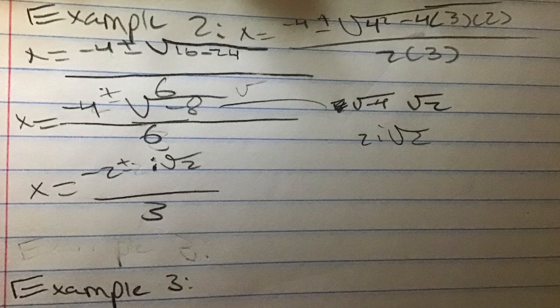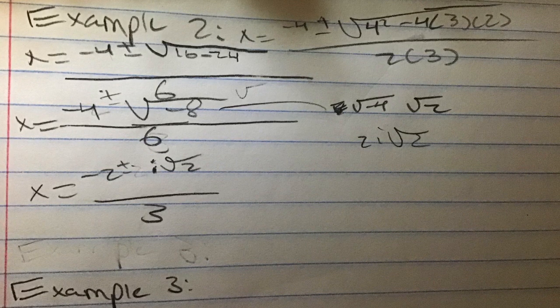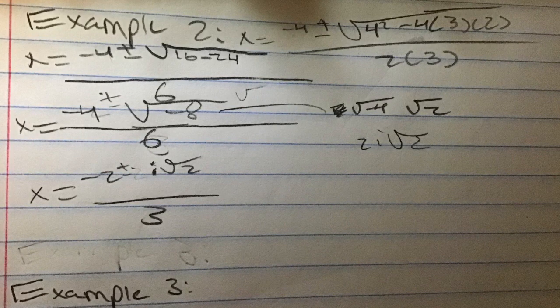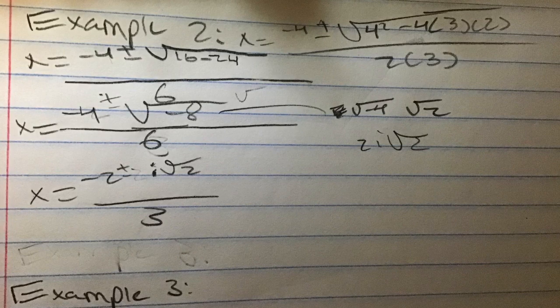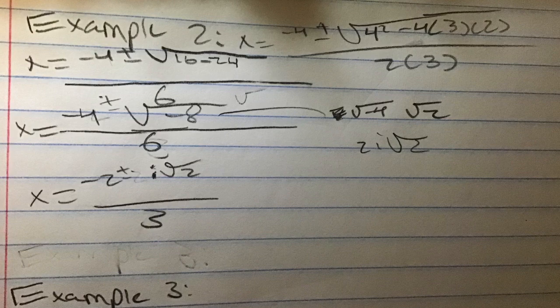4, plus or minus the square root of b squared, which is 4, so 4 squared, minus 4 times 3, which is the a, and 2, which is the c, all over 2a, which is 2 times 3, since 3 is the a.